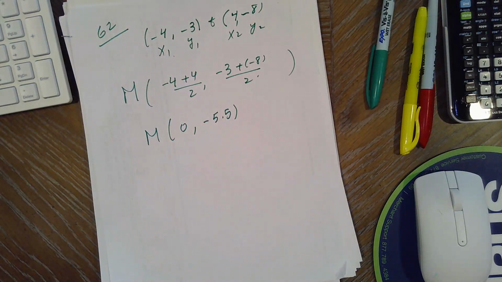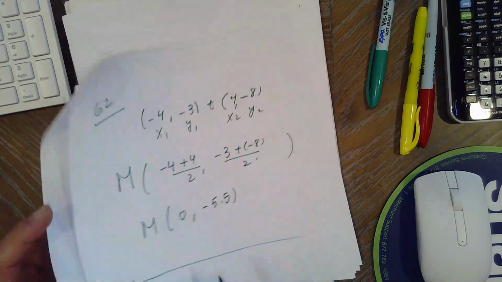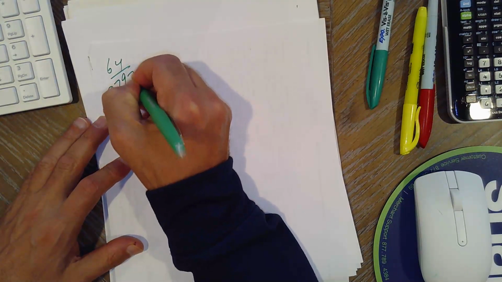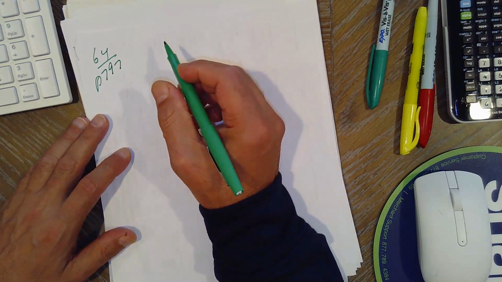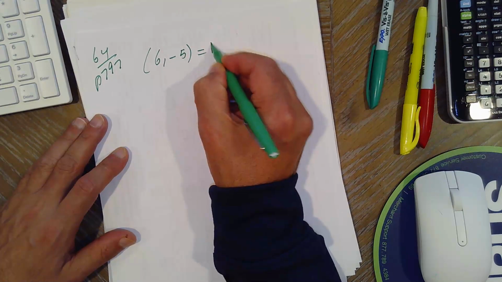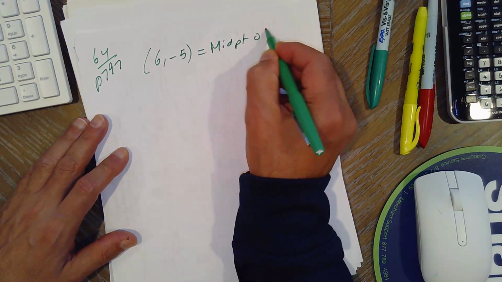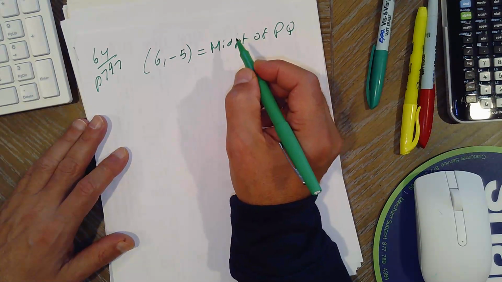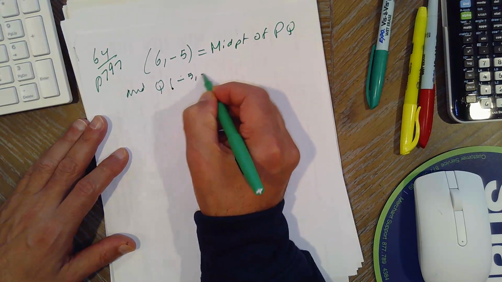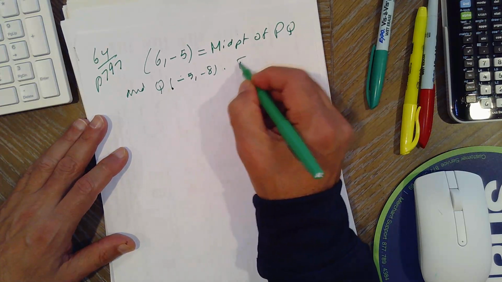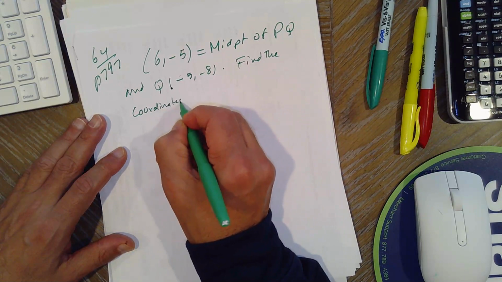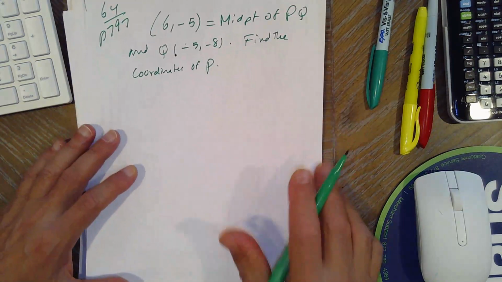Now 64 is a little different. In 64 they give us the midpoint. 64, page 797. It says if (6, -5) is the midpoint of PQ, line segment PQ, and the coordinates of Q is at (-5, -8), find the coordinates of P. Let me just draw a picture so we understand what's going on.